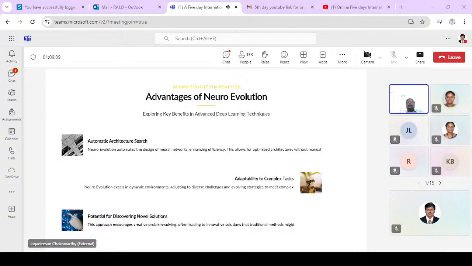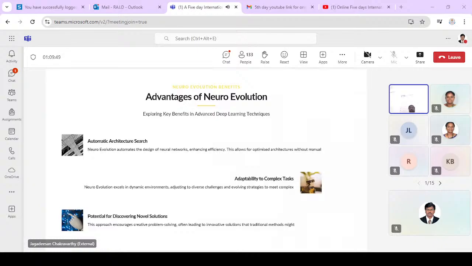Efficiency: this allows for optimized architecture without manual design, so you can get a proper design, enhancing efficiency. Adaptability to complex tasks: neuroevolution excels in dynamic environments, adjusting to diverse changes and evolving strategies to meet complex tasks. Potential for discovering novel solutions: this approach encourages creative problem solving, often leading to innovative solutions that traditional methods might miss. So these are the advantages.